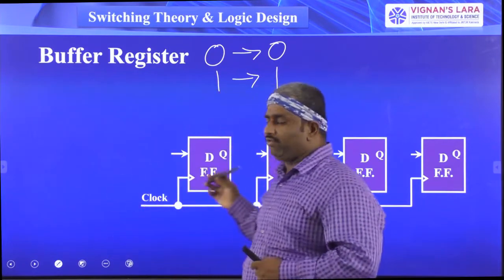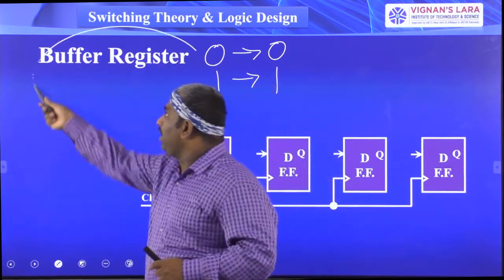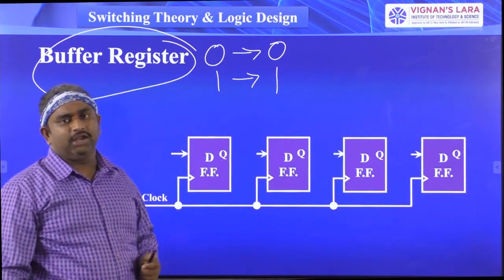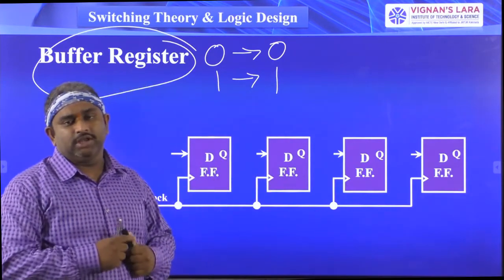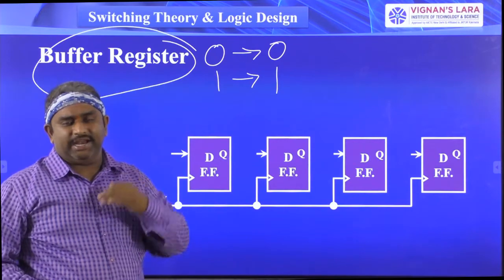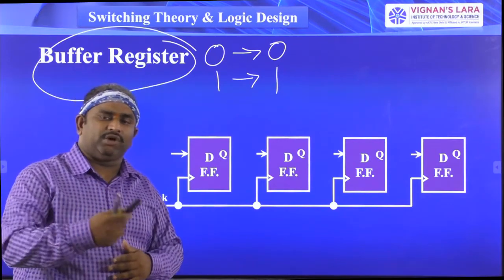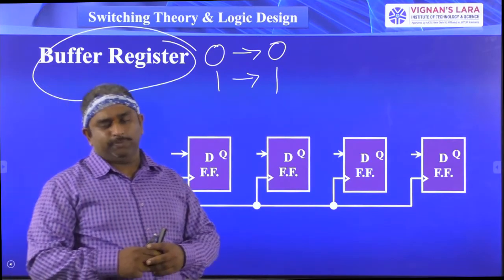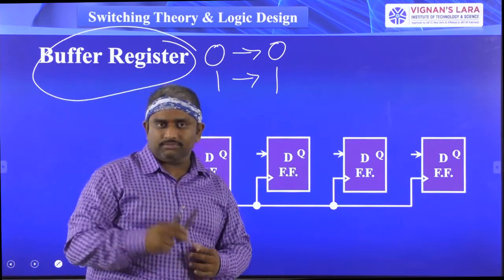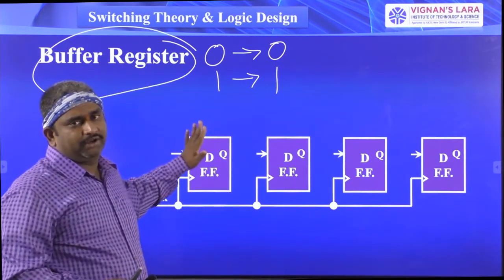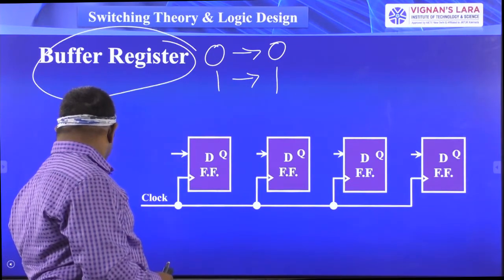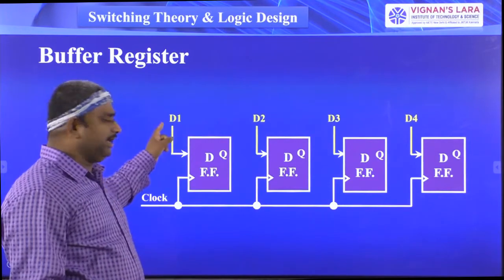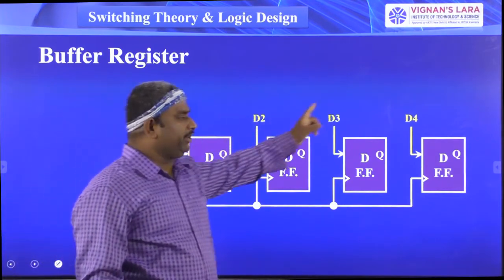Like that, here we have the buffer register. It is very important. This type of configuration is used as a buffer register. The register takes the data you give at the input side and generates the same data at the output side. This is generally called the buffer register.